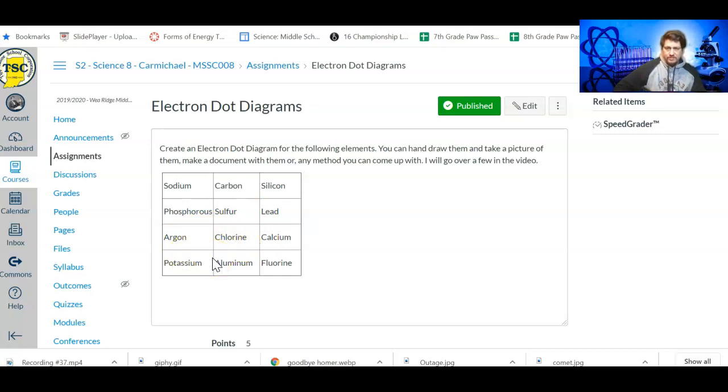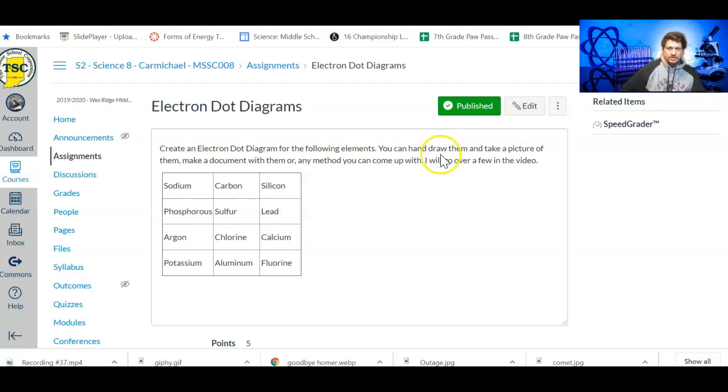Those elements there. So now in the directions here, it tells you if you want to hand draw them, you can hand draw them. If you want to take a picture of that and then upload the image for your assessment, that's fine. If you want to make a document with them, one thing you could do is probably a Google Sheets or Google Doc and manipulate it that way, adding some pictures to it. However you want to do it, that's fine.